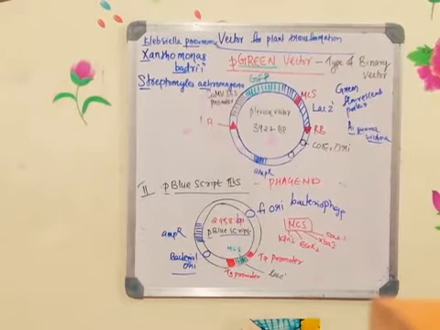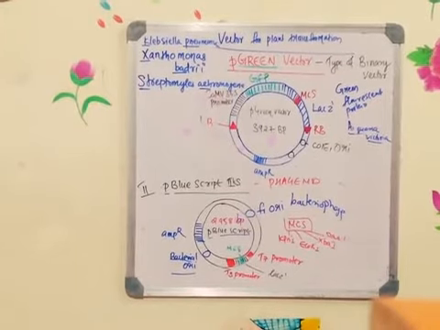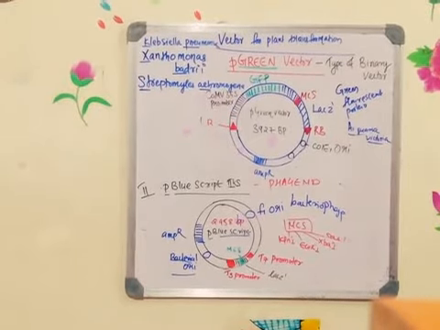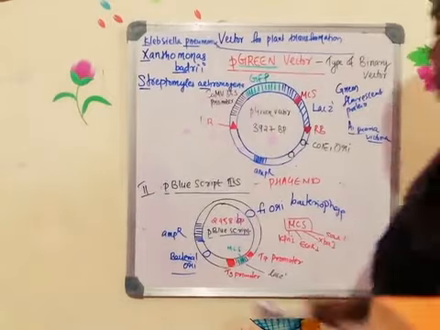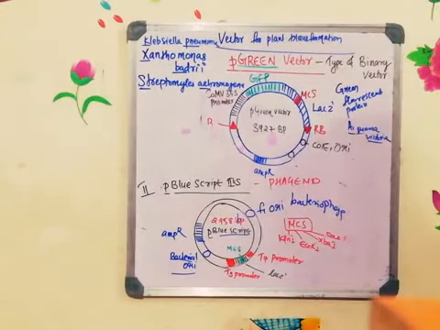Selection is usually a blue-white selection, and the F1 origin of replication is there, that is from a filamentous phage, and a ColE1 origin of replication. In this case it is a bacterial origin of replication. Here you can see the ColE1 origin of replication, which is a very efficient origin of replication. So that's all about the vectors.